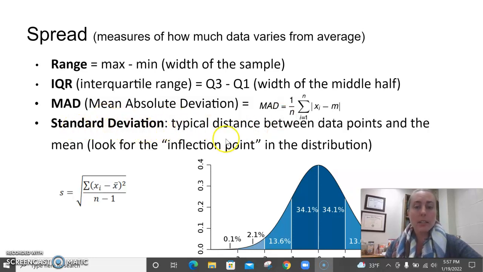Standard deviation is the typical distance between data points and the mean. If you look at a normal curve, it's a very popular, very common distribution. The inflection point, thinking calculus, where it turns from concave up to concave down, this inflection point right here at the top of this white line, that is located at the standard deviation. So there's a connection to calculus here. And here's the formula for standard deviation, which we're going to piece together or dissect piece by piece.